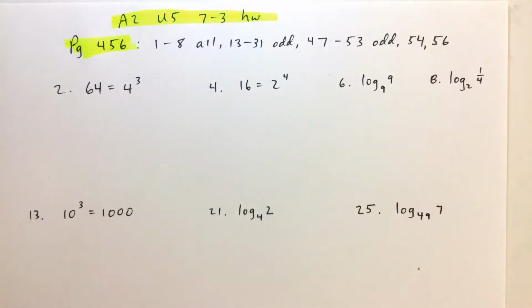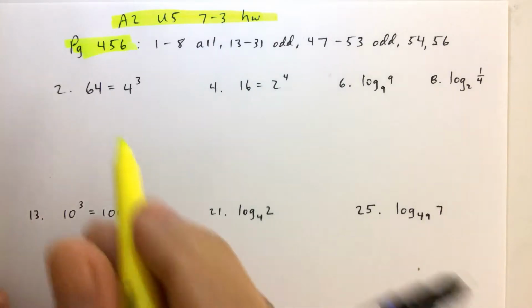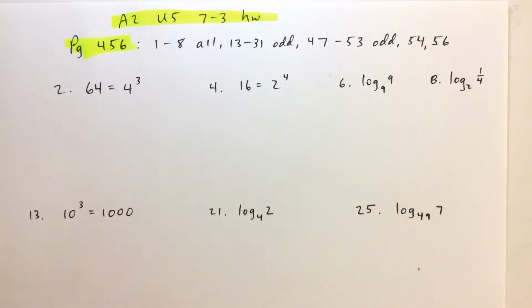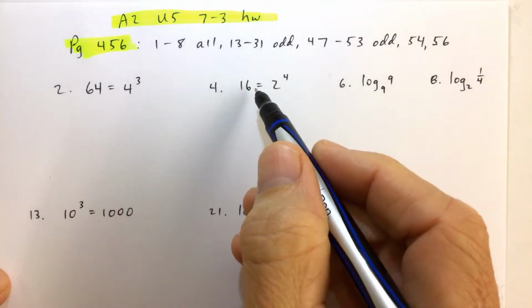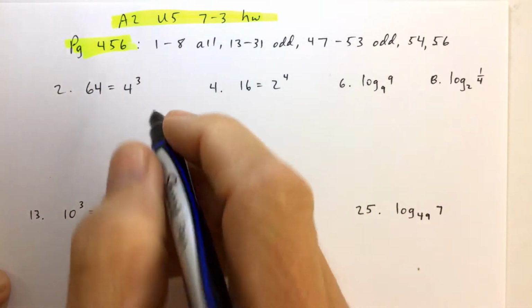Page 456, the homework assignment for section 7-3 in the Algebra 2 book, here in Unit 5. Unit 5 is exponential and logarithmic functions. And for numbers 2 and 4 here, we're supposed to try to write these exponential equations in log form.